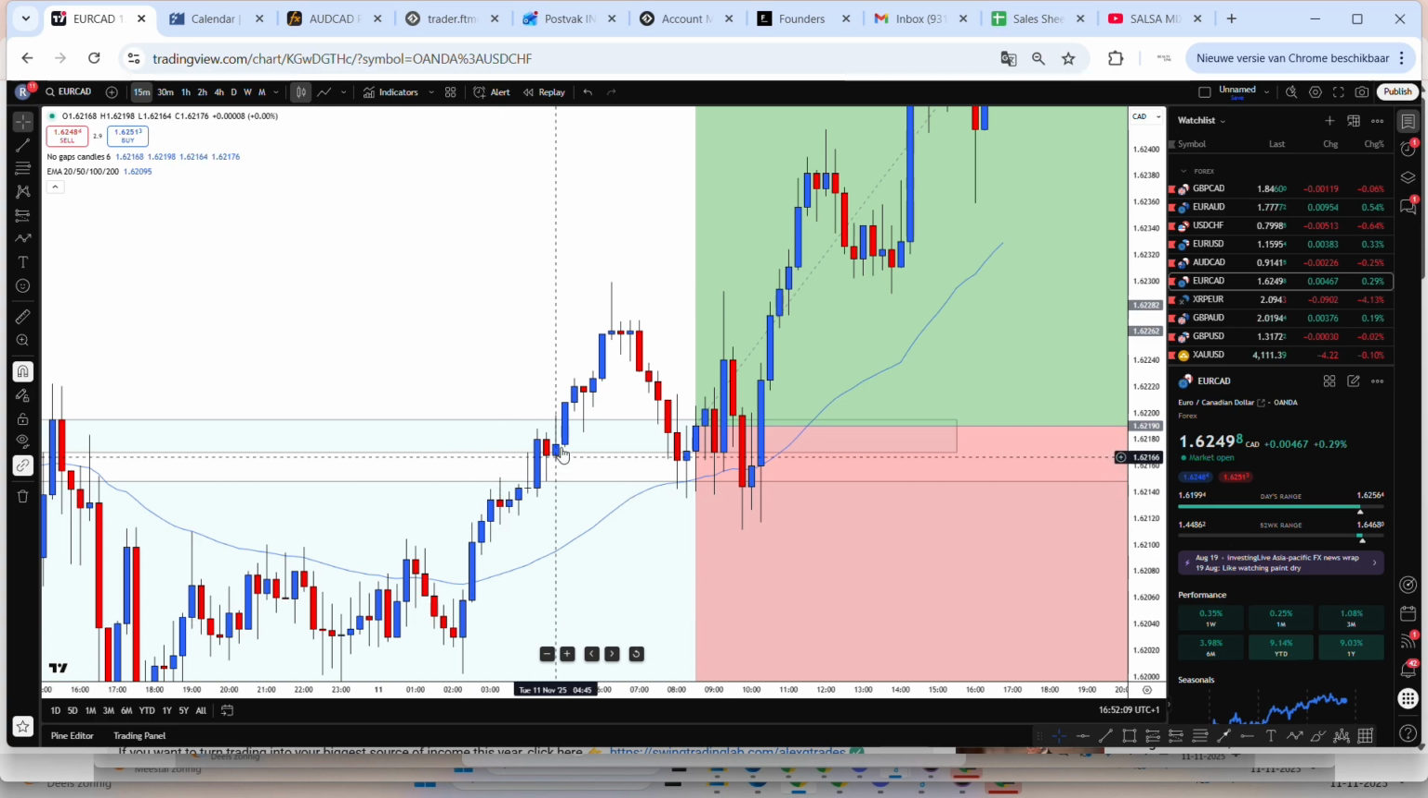If you see the big push up, retest right here, rejection of the EMA, rejection of the zone, rejection of the area of interest, Morningstar formation, and then buy.